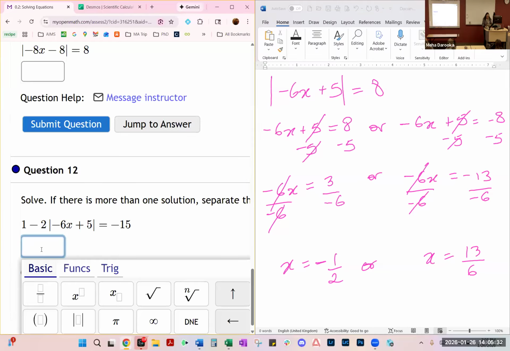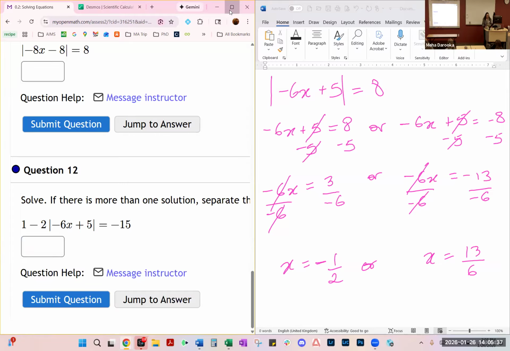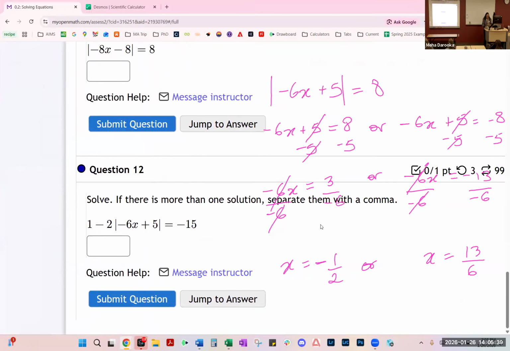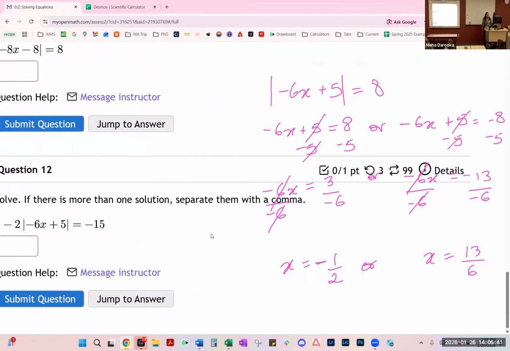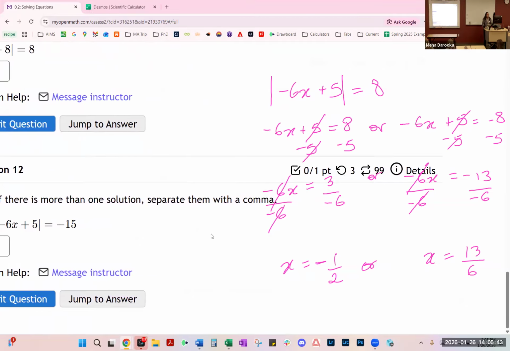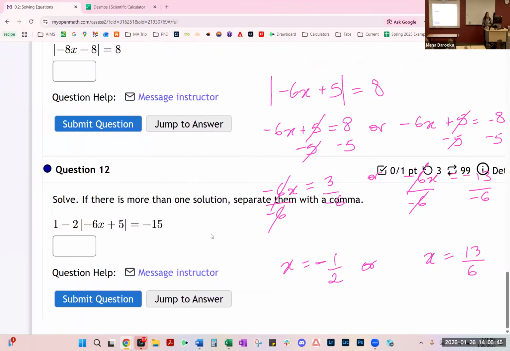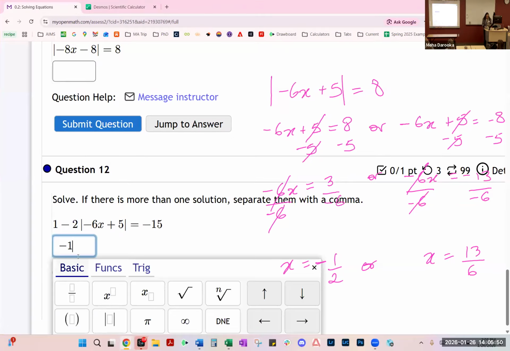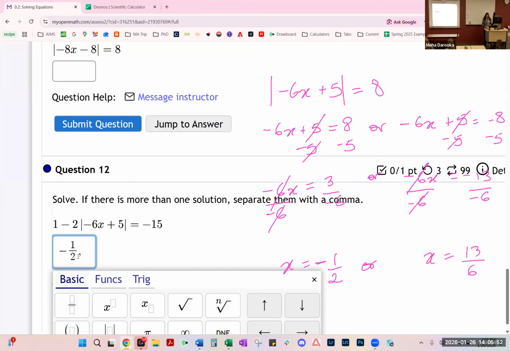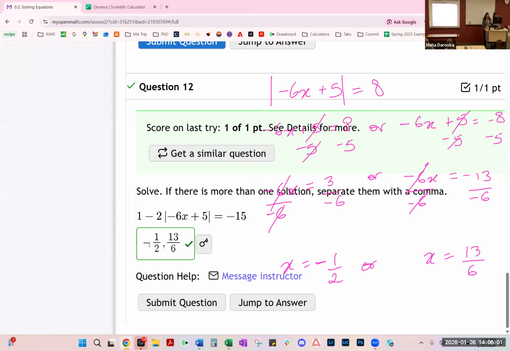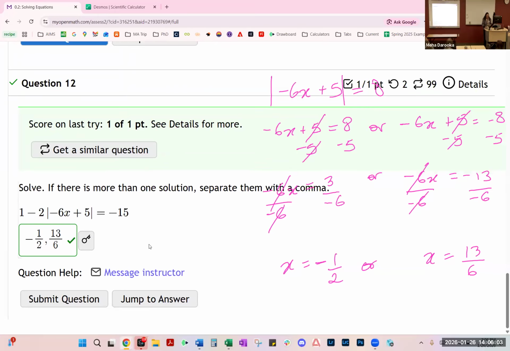And again, remember, if you want to use the calculator to check it, you can. I will actually go back and make this larger. So you will see this one, they are actually asking us to separate the answers with a comma. So let's try that. We have negative 1/2, comma, and then 13 over 6. Okay, no more error showing up. So that should hopefully be the right answer.